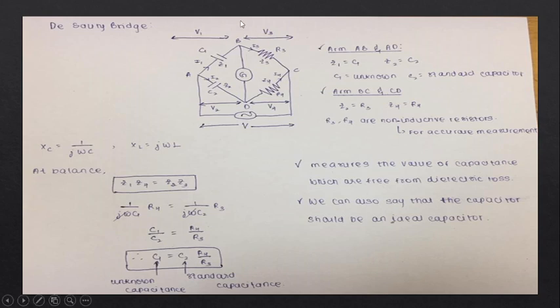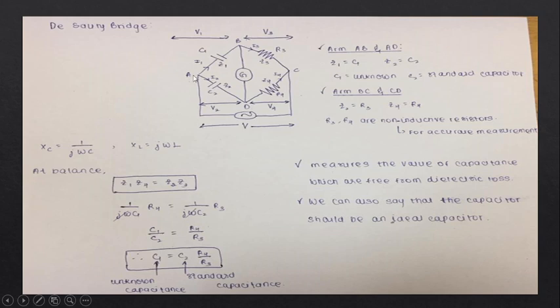The construction of this bridge is very simple. We have two capacitors and two resistors, and in between we have a detector. Then we have denoted each node here with A, B, C, D, where A and C are connected to an AC power voltage supply, and the voltage of this AC power supply is denoted as V.